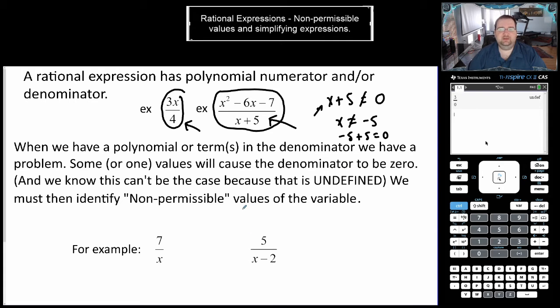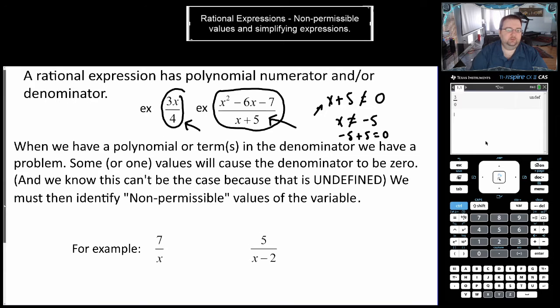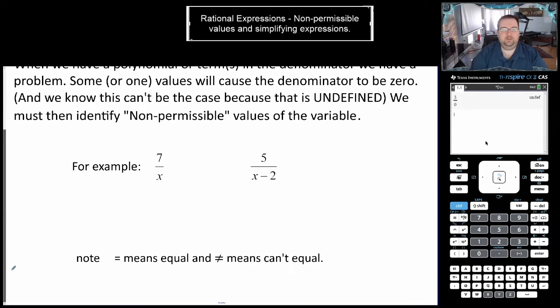And this is just identifying non-permissible values. So for example, on this one here, this one's very easy. What's the non-permissible value here? It's 0. X cannot equal 0. Why? Because if x was 0, you'd have 7 divided by 0. And we know that anything divided by 0, so 7 divided by 0, is going to be undefined, and we're not allowed to have something that's undefined. So x can be anything but 0.